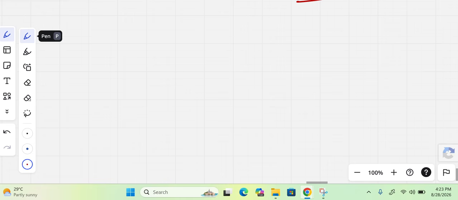Word by word, just look at the diagram. An observer from the top of a lighthouse. So this is the lighthouse. On the top there is the observer. The observer is here, 100 meter above the sea level. That means this is 100 meters.